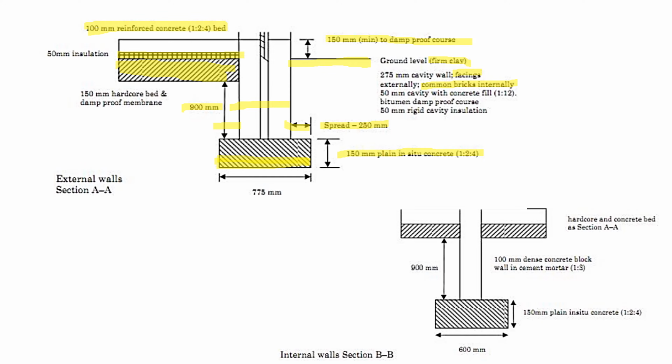Then we have 50 millimeters cavity with concrete fill, ratio 1:12. The bitumen damp-proof course. Then 50 millimeters rigid cavity insulation. That one we have seen. So we go to the internal walls, section BB, whereby we start with the foundation strip, which is 600 millimeters wide. Then we have the 150 millimeters plain concrete in situ, ratio 1:3:4. Then we have the 900 millimeters depth. Then we have the 100 millimeters dense concrete block wall in cement mortar, ratio 1:3. The hardcore and concrete bed is as in section AA.